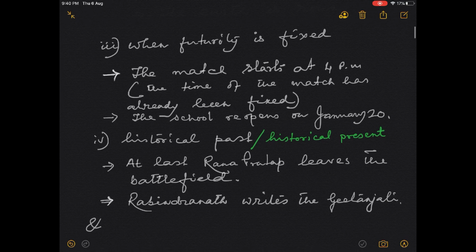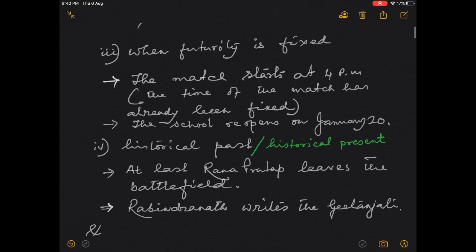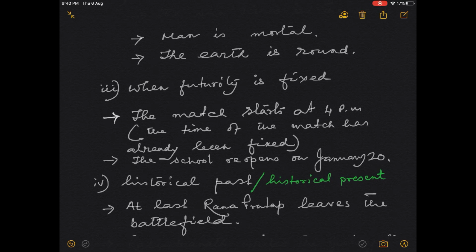Present indefinite tense is used to express the action when the futurity is fixed. That means when the future time is fixed. See the example, the match starts at 4 p.m. The time of the match has already been fixed. For this, instead of saying the match will start at 4 p.m., the native speakers of English say this way, the match starts at 4 p.m. The school reopens on the 20th of January.